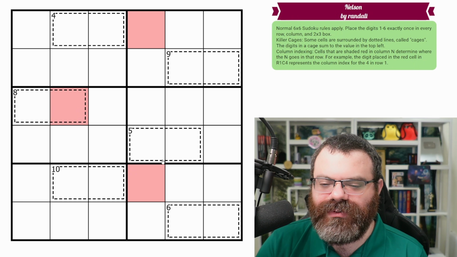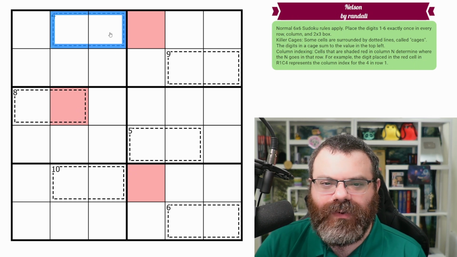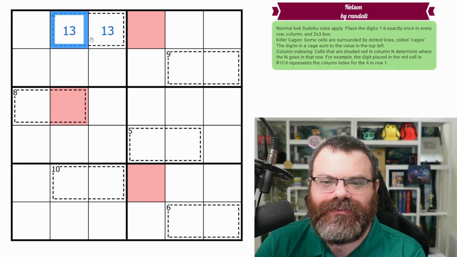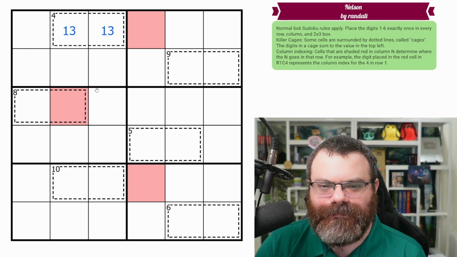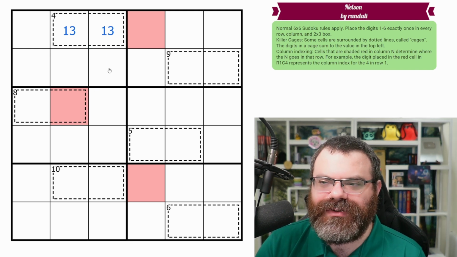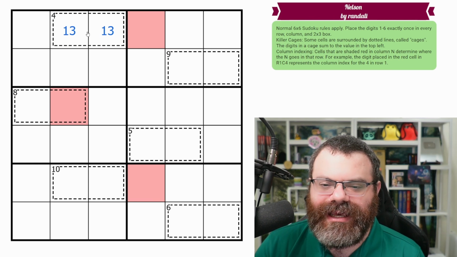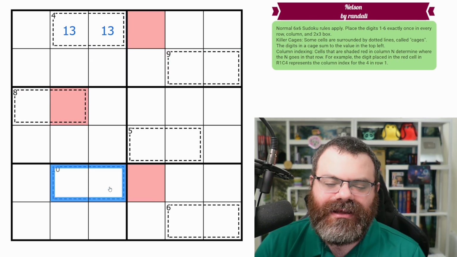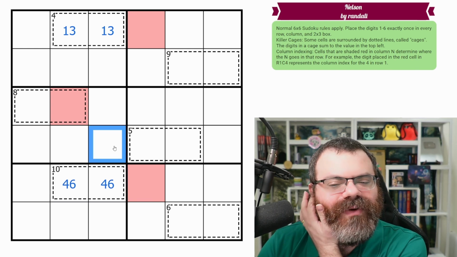All right, we have quite a few limited cages in the grid here. 4 can only be done one way, 1 plus 3. Can't do 2 plus 2 because that would repeat the 2, and they're in the same row, and also killer cages. You can't repeat digits in a cage, but that rule wasn't even needed in this puzzle because they all share a row anyway. 10 has to be done with 4 plus 6, the only way.